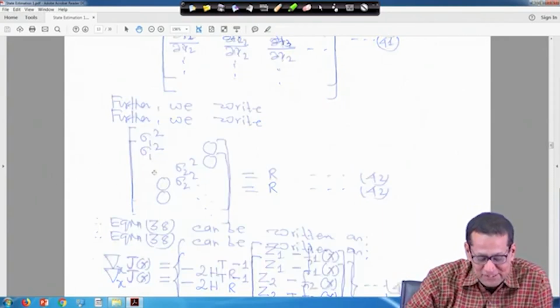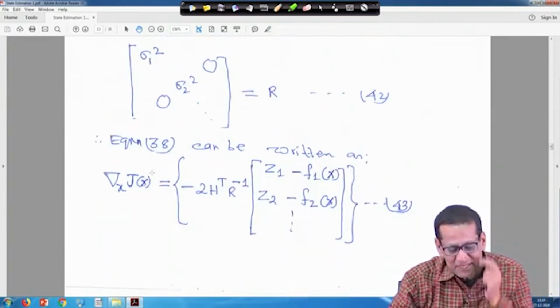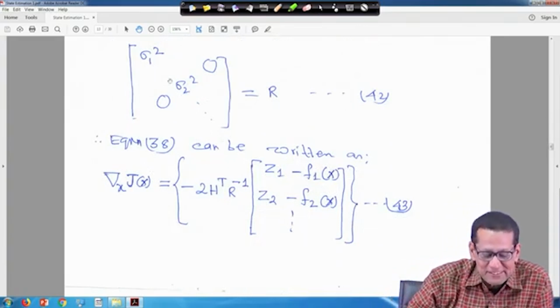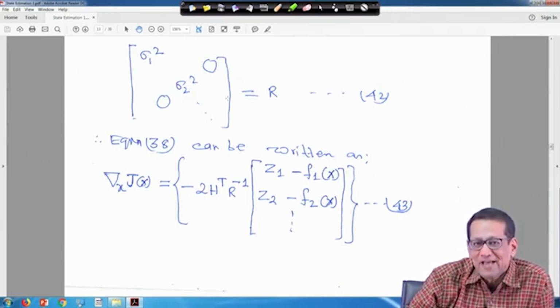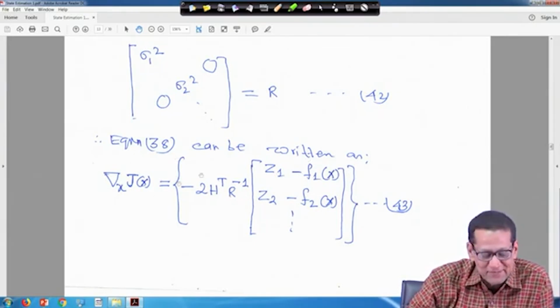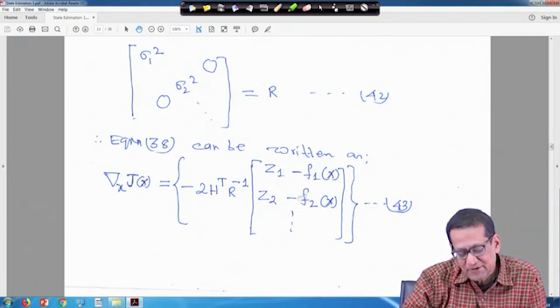So, now equation 38 can be written as follows. If we take this one as R, that is 1 upon sigma 1 square, 1 upon sigma 2 square will come because it is a diagonal matrix, that is why R inverse, right. So, equation 38 can be written as the gradient of J x is equal to minus 2 into H transpose, then R inverse into z 1 minus f 1 x, z 2 minus f 2 x and so on, right.